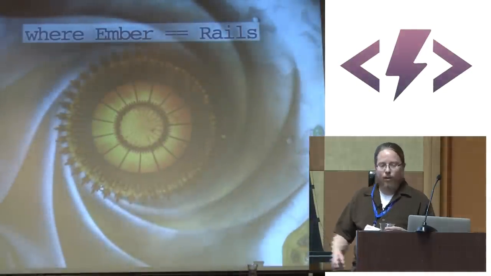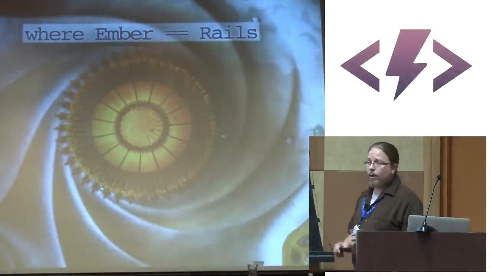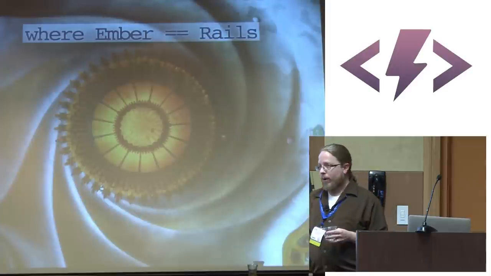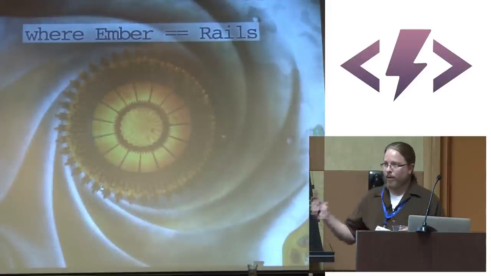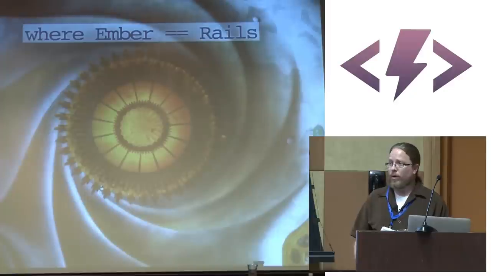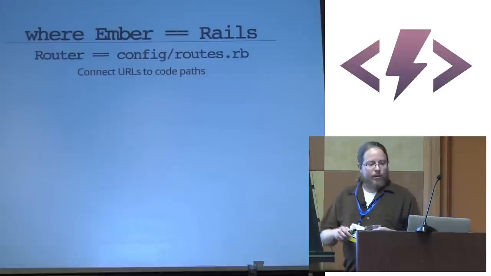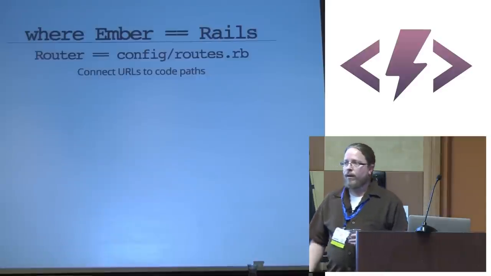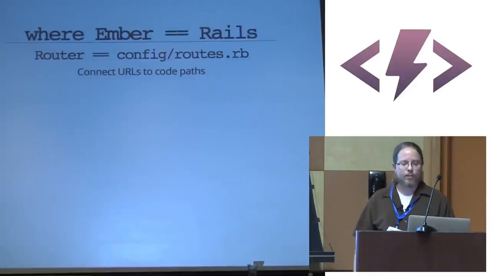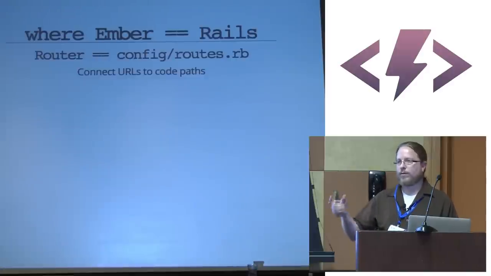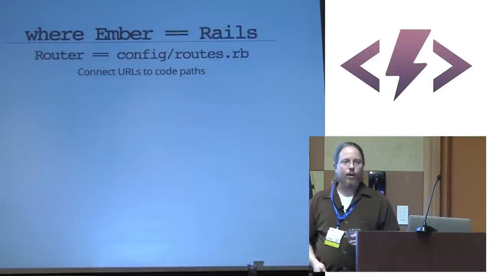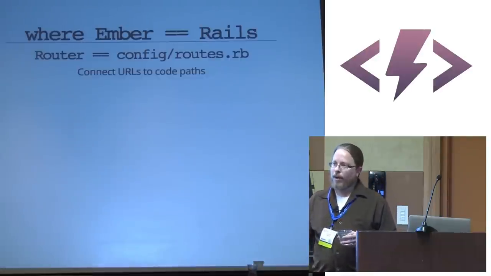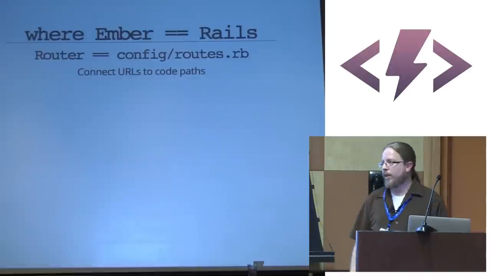So first, let's just look at where Ember is very similar to Rails. And there are a lot of parts that are very similar. So if you know Rails or .NET MVC, or I'm sure there are probably some PHP MVC frameworks that are going to be very similar. So the first place that they're very similar is the router. Ember has something just called the router, and Rails has config routes.rb. And this is just a little piece of code that is responsible for mapping URLs to executable parts of your application. It takes a URL and figures out, okay, what's the code path that we need to execute in order to show what is expected to be seen at this URL.